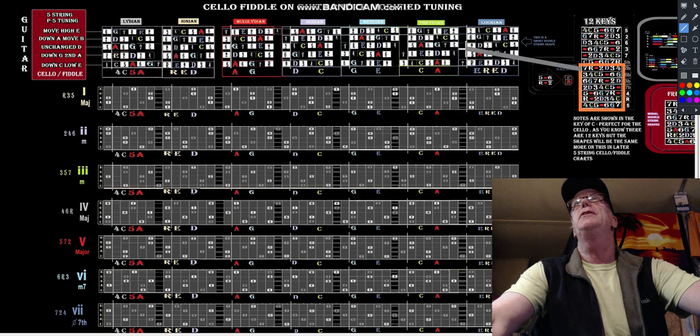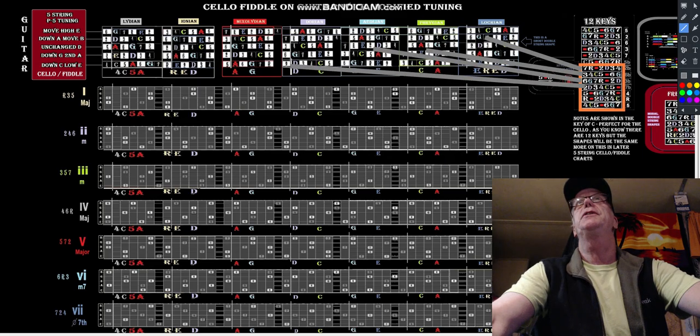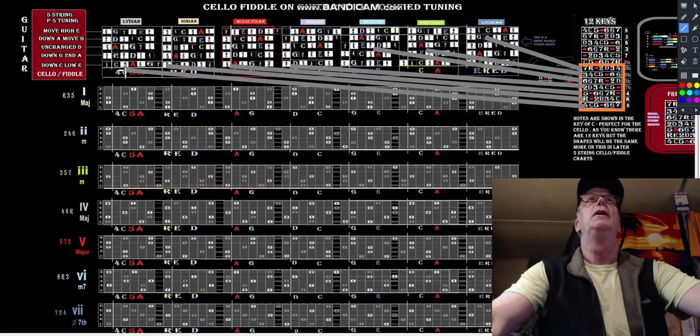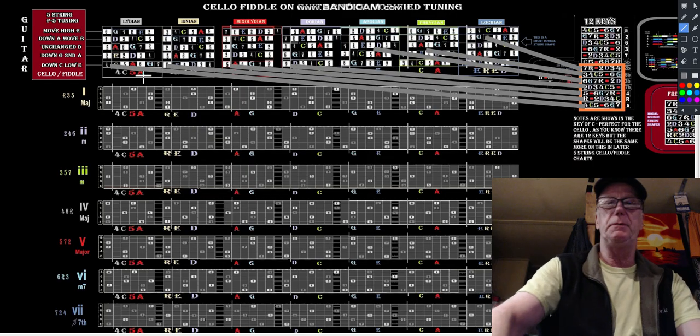So 7 goes to this one. 3 goes to this one, Phrygian. 6 goes to this box. But they really go to the bottom string. So see that 2? 2 goes to that one. 5 goes to that one. See, because that's the bottom string shape of that build. Root goes to this one over here. And 4 goes to that one. That's the name of that tune.